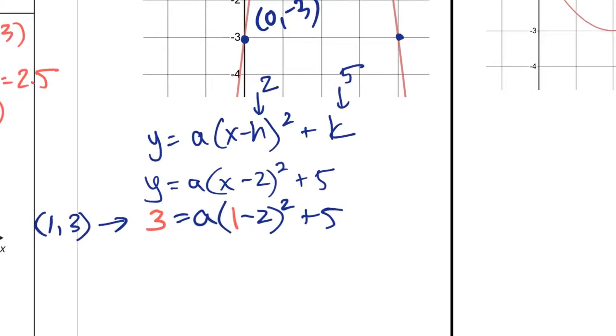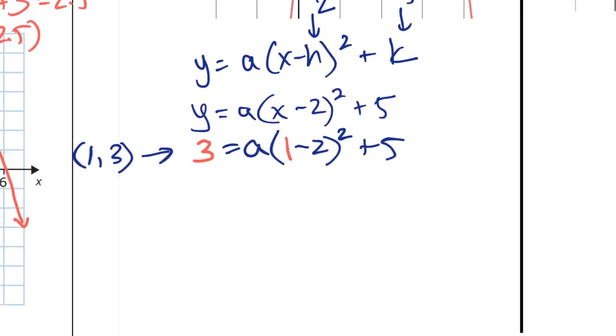So all we have to do is simplify this, and it looks pretty complicated, but it's actually a lot simpler than it looks. Because if we just follow our order of operations and then solve for a, it's not going to be too bad. So how do we do that? First of all, we can simplify this big mess here, right? 1 minus 2 is -1, so we can simplify that as -1. So 3 equals a times (-1) squared plus 5.